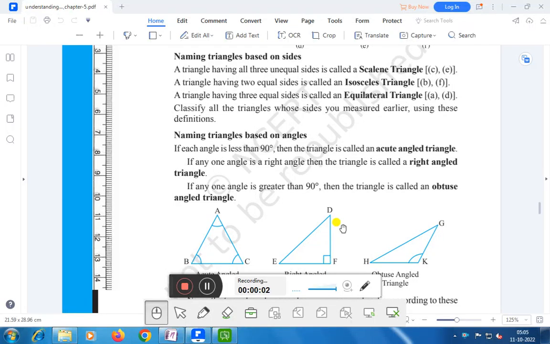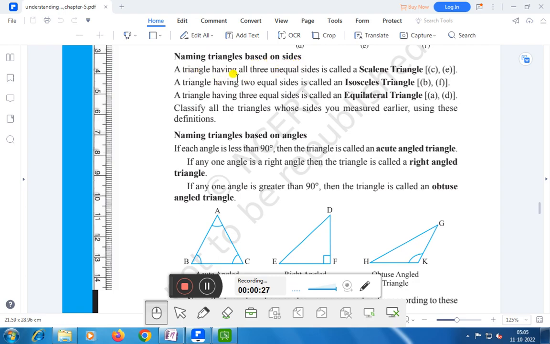Hello everyone. Today we shall discuss triangles. That is, naming of triangles. Naming of triangles is based on sides and naming of triangles is based on angles. We will know how to name a triangle based on sides. That is this one you see. Naming of triangles based on sides.